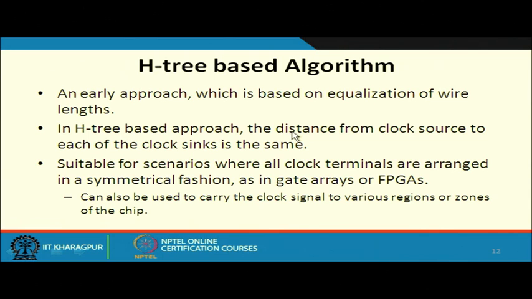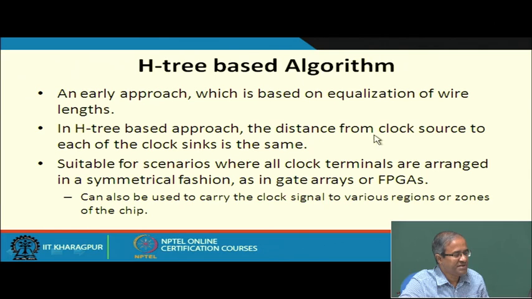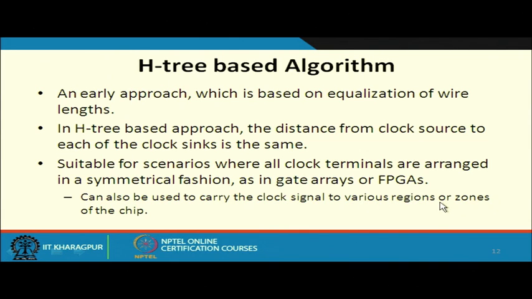So in this approach we shall see that the geometric distance from the clock source to each of the terminal points or sinks is guaranteed to be the same. Loosely speaking, this kind of approach can be used for scenarios where you need a large number of clock terminals and they are all arranged regularly all across the chip, like for example in a gate array or an FPGA. But you can also use this for 2-level routing. As I said, you have a clock tree which feeds a grid or a mesh. You can have this H tree as the first level tree. So it regularly feeds the clock to regular places which will be connected to the grid. That is also one way. So this can also be used to carry the signal to various regions or zones.